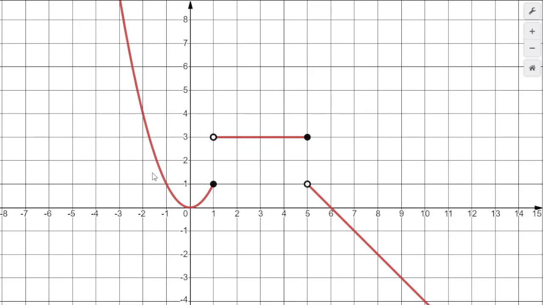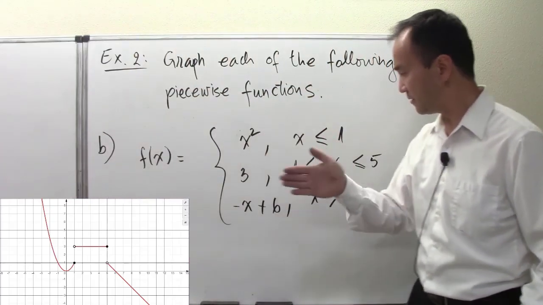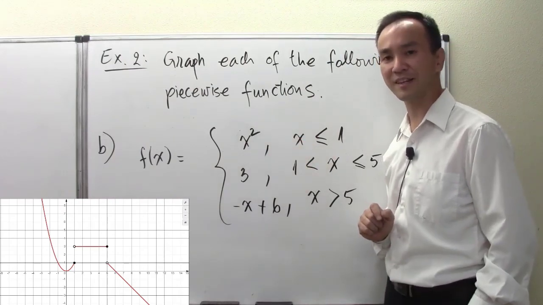3 pieces. This is the x squared piece. This is the constant piece, and this is the minus x plus 6 piece right here. And that's the graph for this particular function in our part B right there. All right.